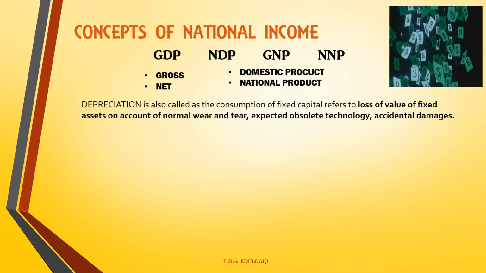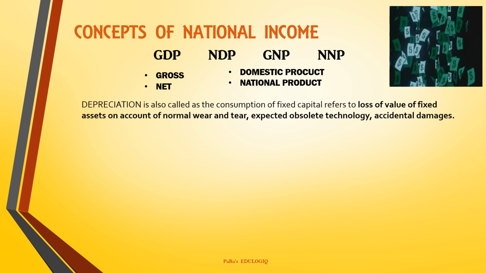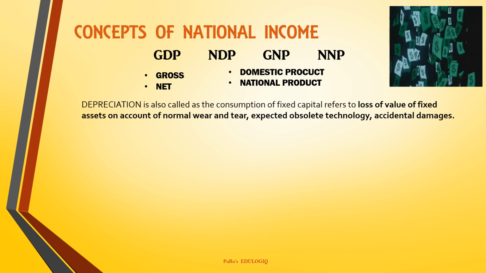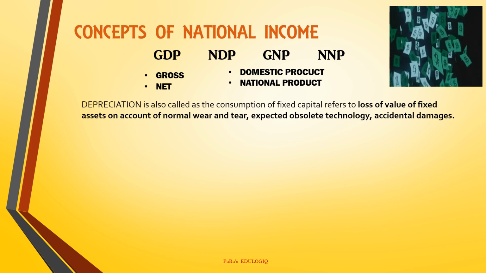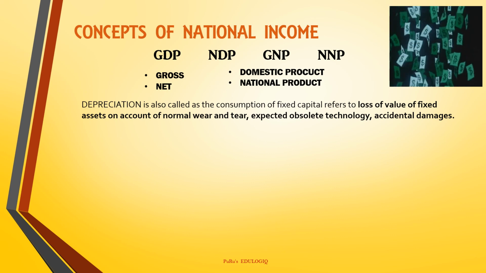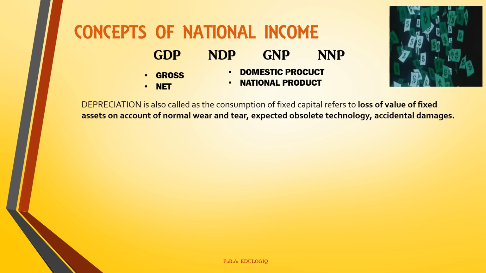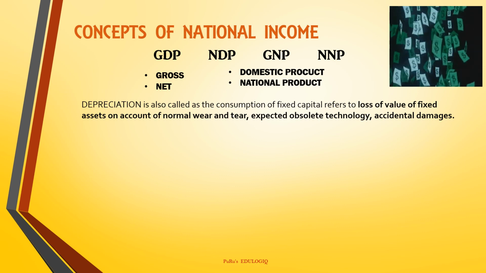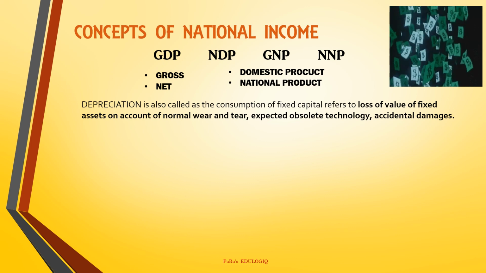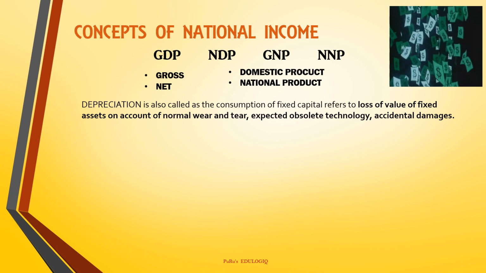When it comes to the net concepts, that is net domestic product and net national product, we say net domestic product is the net value of all the final goods and services produced within the country after deduction of depreciation cost. But when we say NNP, it refers to the net value of total final goods and services produced by a country during a year after deducting the depreciation cost. This is how we understand these four concepts.